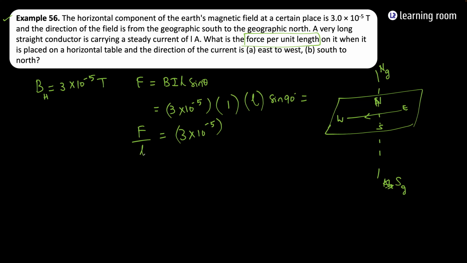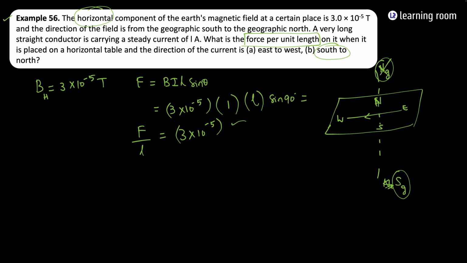I'm sorry. It was because when they told about the geographic north and geographic south, I missed this word. It is a horizontal component. So the first one is correct. Force per unit length is 3 into 10 power minus 5. But for the second one, when the current is flowing from south to north, what is the angle between the magnetic field and the current? 0. Actually, this is wrong. I'm correcting myself. I want everybody to listen.